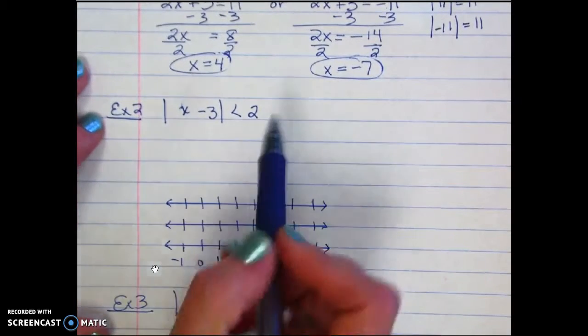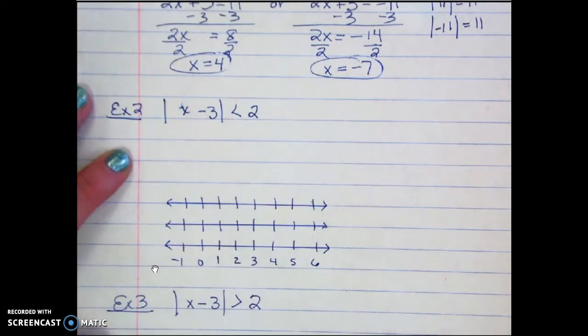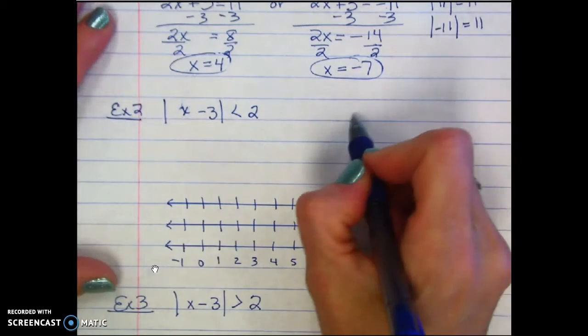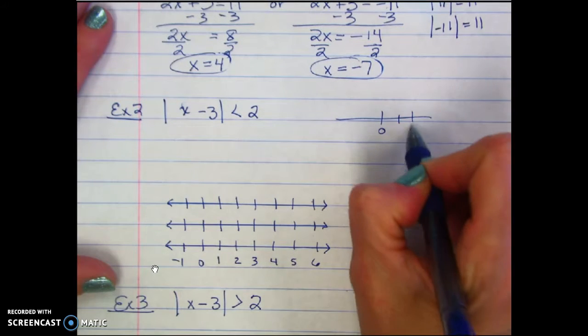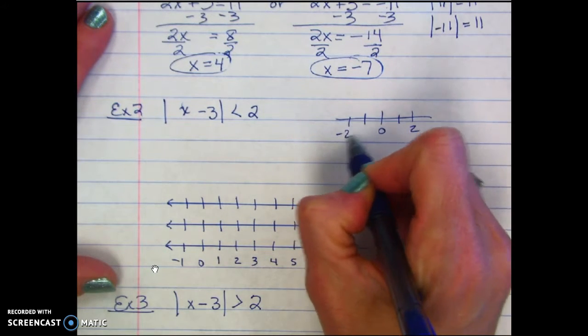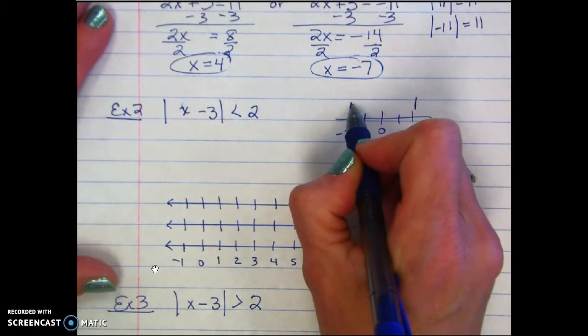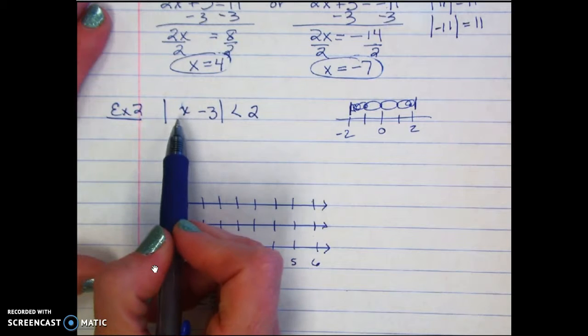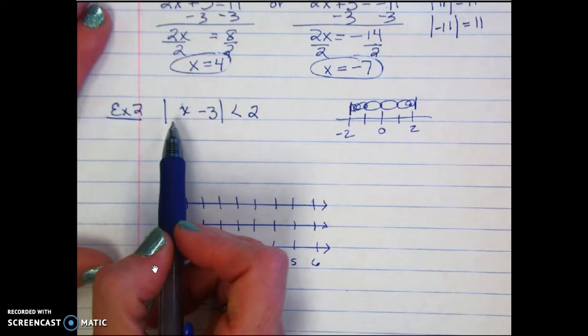All right, the next problem is a less than problem. If we want the absolute value to be less than 2, then on a number line we want it to be less than 2 spaces from 0. So we could be from here to here. This is where we want our answers to be. We have to figure out what x's would make it be in there.